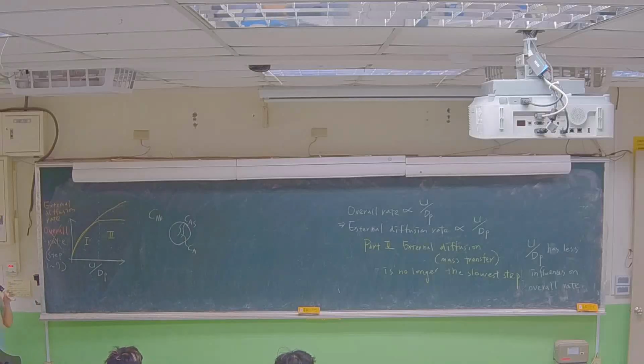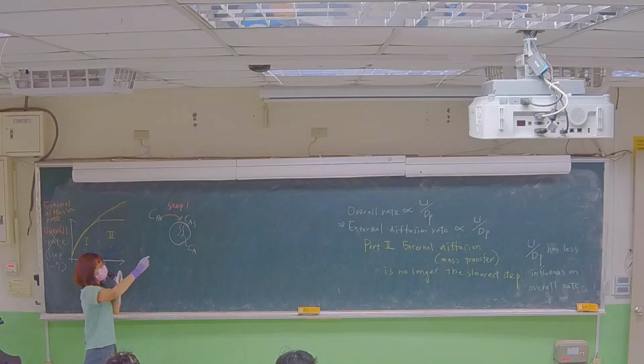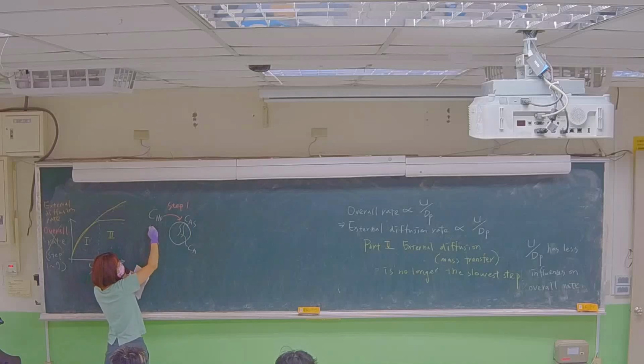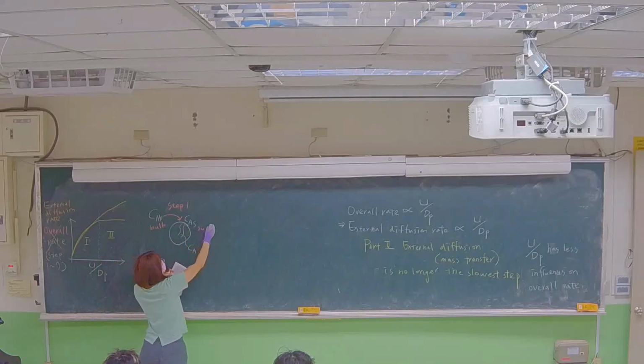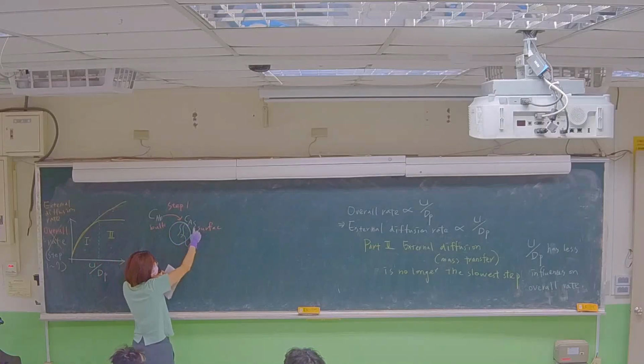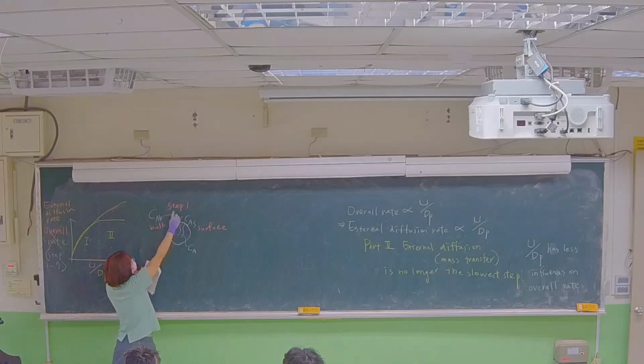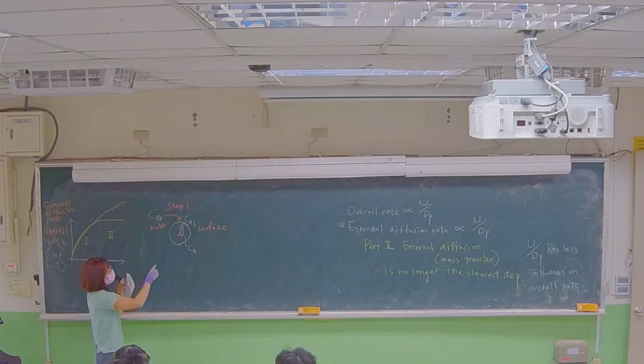Okay, so the external diffusion is step 1, right? External diffusion from the bulk, CAB, B is bulk, from the bulk solution to the surface. The target is A. A is the objective. Concentration A in bulk, concentration A at the surface of catalyst. So from here to here, step 1. Now from the surface into the inner of the catalyst, it is step 2.